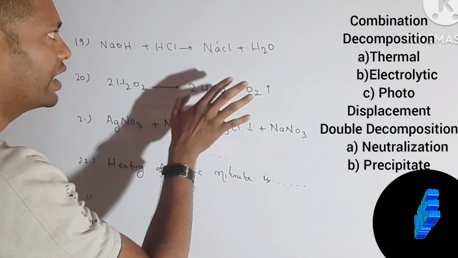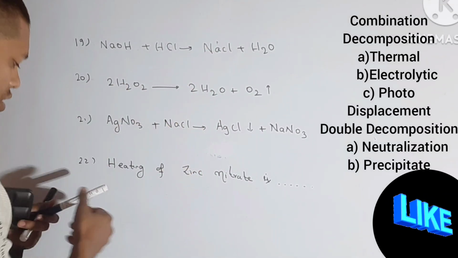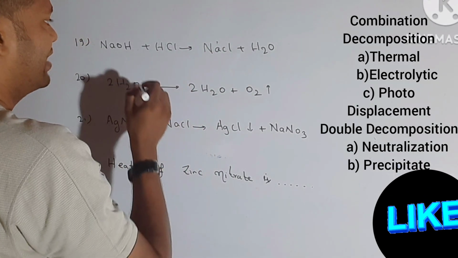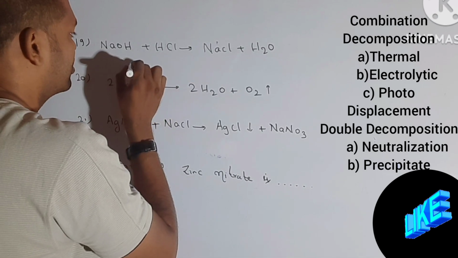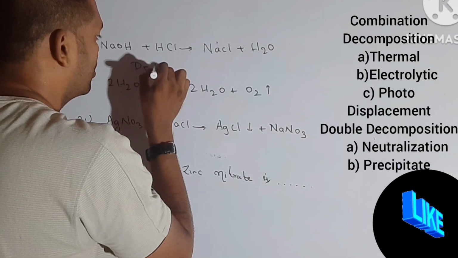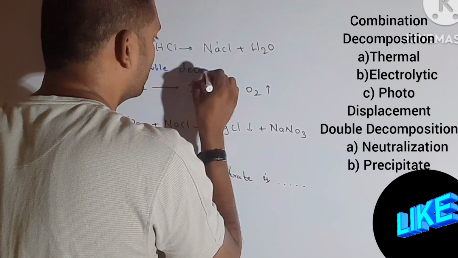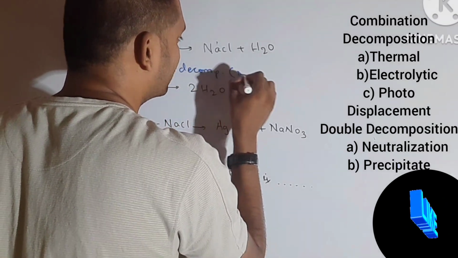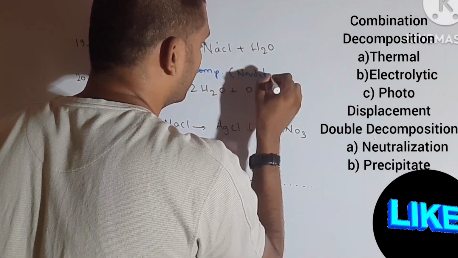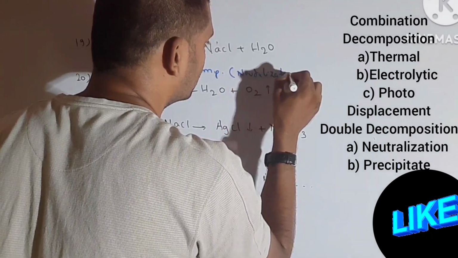Down arrow is not there. Any precipitate? No, sodium chloride is not a precipitate. So what is it? It's a neutralization reaction. So in double decomposition, double displacement or decomposition reaction, it's a neutralization reaction. Understood? Yes, sir, we have understood.